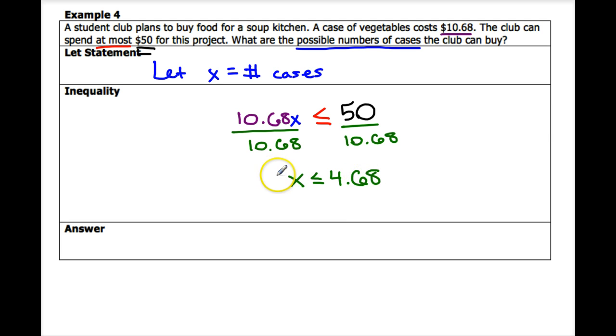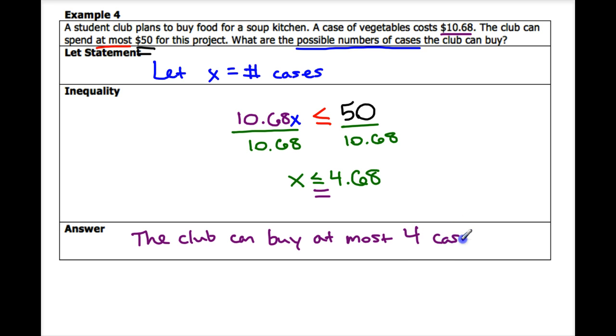But you have to think about the problem in terms of an inequality. x has to be less than or equal to 4.68. If you round this number up to 5, 5 is greater than 4.68, so that's not going to work for our problem. Because of the less than or equal to sign here, we actually have to round down to the next whole number, which would be 4. So to answer this problem, we're going to say that the club can buy at most 4 cases, because if they go over 4, they're going to spend too much money.